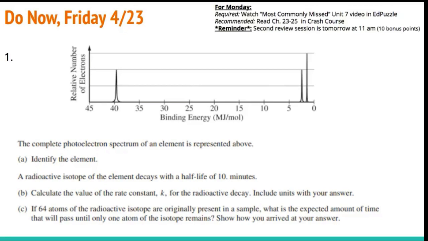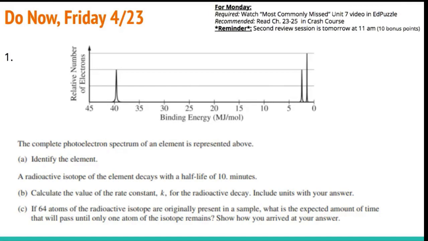For the do now, again, this was tying in units 1 and 5. So PES was topic 1.6, and then parts B and C are asking about rate constant and time to go from one out to another. And so B and C are both kinetics questions.